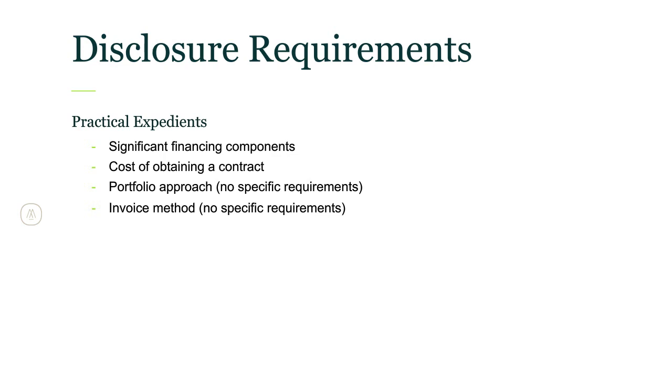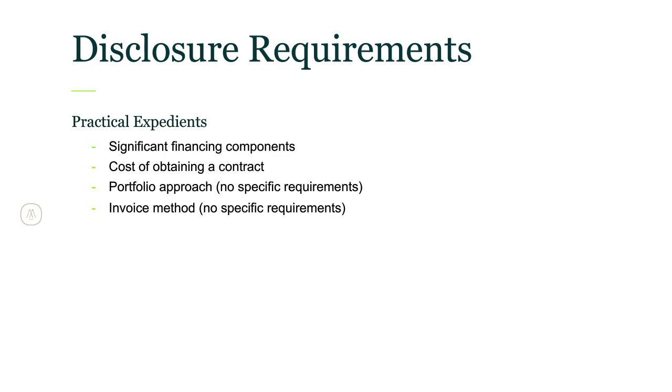Cost to obtain a contract. So if there were costs that you incurred specifically to obtain the contract, you can expense them directly versus capitalizing those amounts when the amortization period, so basically the term of the contract, is less than 1 year.